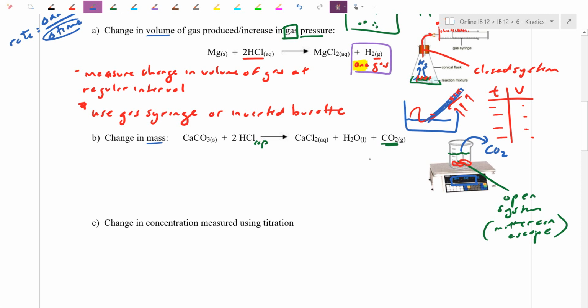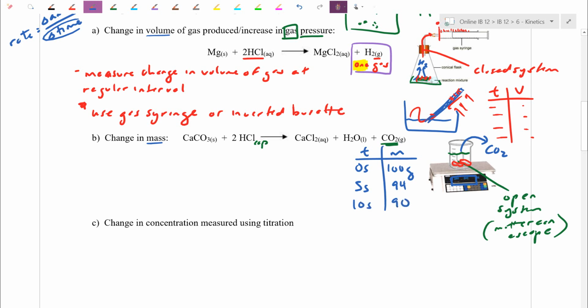So as I track the mass over time, let me just make up some numbers here. Let's say at first, at 0 seconds, so this is my initial rate, my mass, beaker plus the calcium carbonate plus the water, was 100 grams. Then, as the carbon dioxide gets released, we're in an open system, the gas escapes. Maybe I sample it again at 5 seconds, and now it's down to 94 grams. Maybe at 10 seconds, it's down to 90 grams.